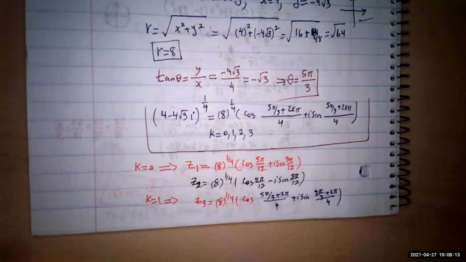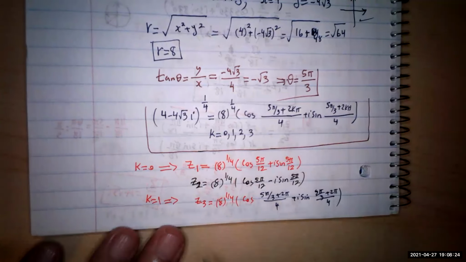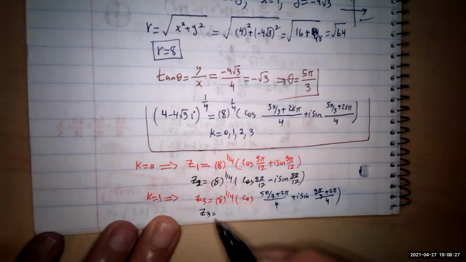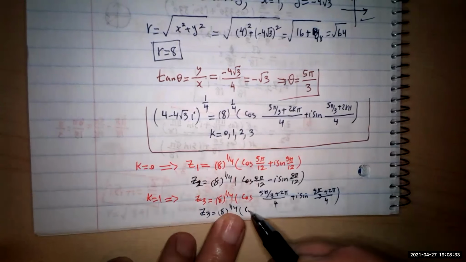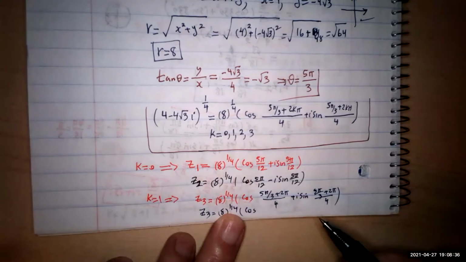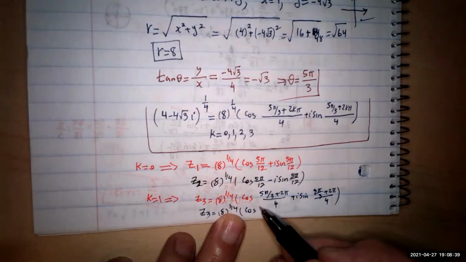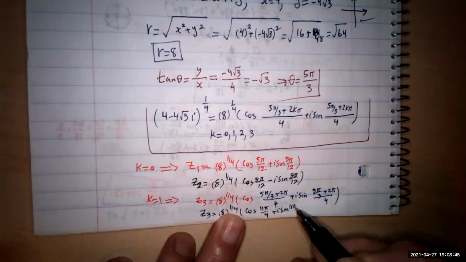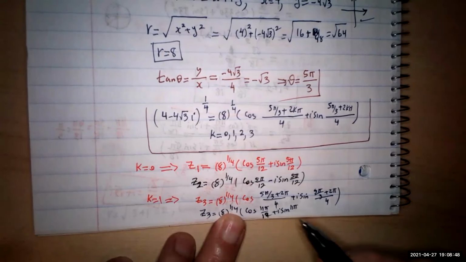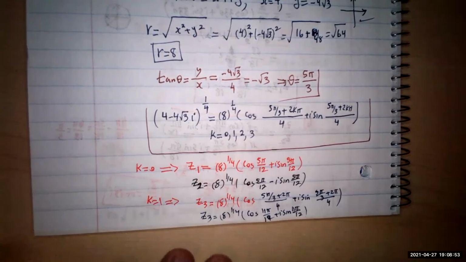The top 5 pi over 3 plus 3 pi, see 3 times 2 would be 6. That gives you 11 pi over 3. You divide it by 4. That gives 11 pi over 12. So the Z3 is going to be 8 to a quarter. Okay, and this is going to be cosine of 11 pi over 12 plus i sine of 11 pi over 12, sorry. So that's going to be the third one.